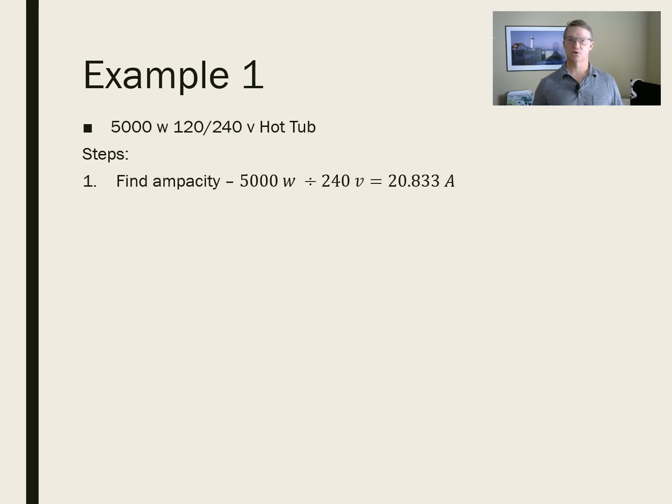The first thing we're going to do is to find the ampacity. So we'll take our wattage of 5,000 watts, divide it by our voltage of 240 volts, and we end up with an ampacity of 20.833 amps. The next thing we want to do is ask ourselves the question, is this continuous? And of course, the answer is going to be yes.